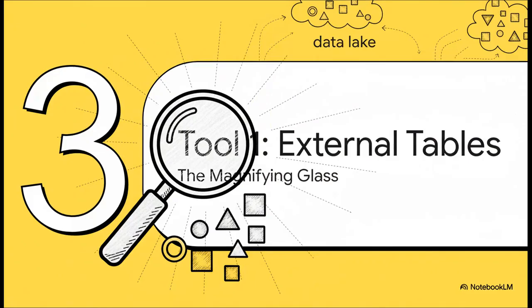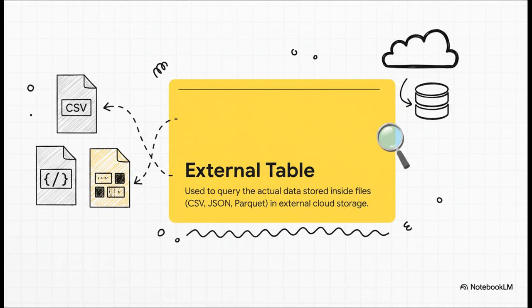All right, let's pick up that magnifying glass and take a closer look at our first tool, the external table. This is your go-to when you need to see what's actually written inside all those files sitting out in your data lake. So here's the deal. An external table is your ticket to running SQL queries directly on your CSVs, your JSON files, your Parquet files, as if they were just a normal table. But, and this is the magic part, you do it without ever loading that data into Snowflake. The data stays right where it is.